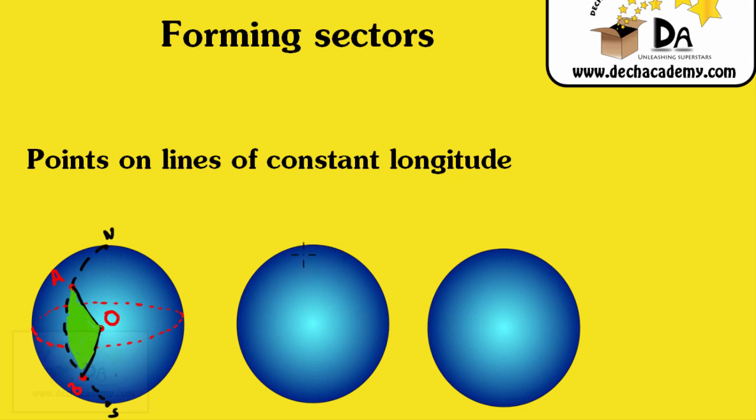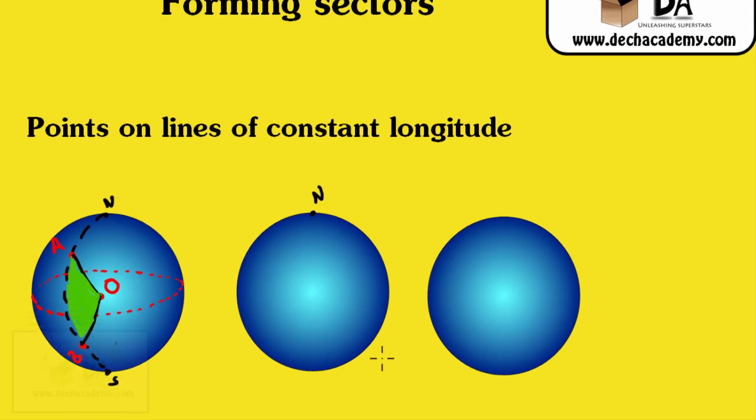Let's consider another line of longitude. So let's say this is the North Pole. This is the South Pole. This is the center of the Earth, which I'll call point O. And I have a line of longitude. I'll show that in white. Let's say this is longitude, who knows, 50 degrees to the east of the prime meridian. So the prime meridian is probably somewhere here.